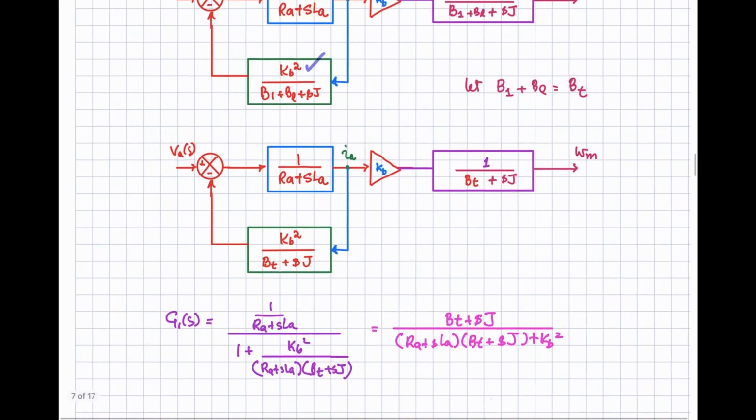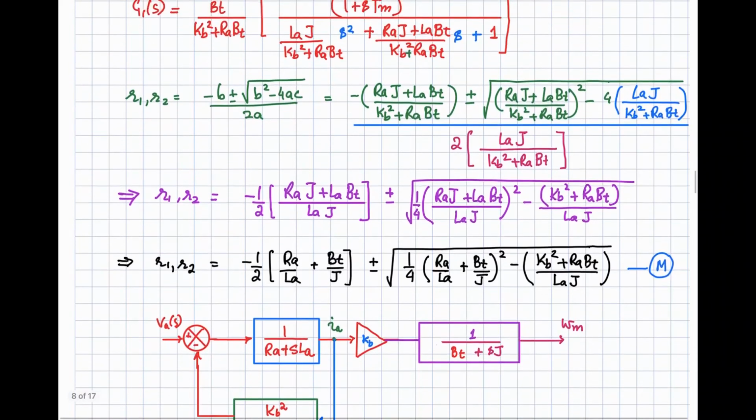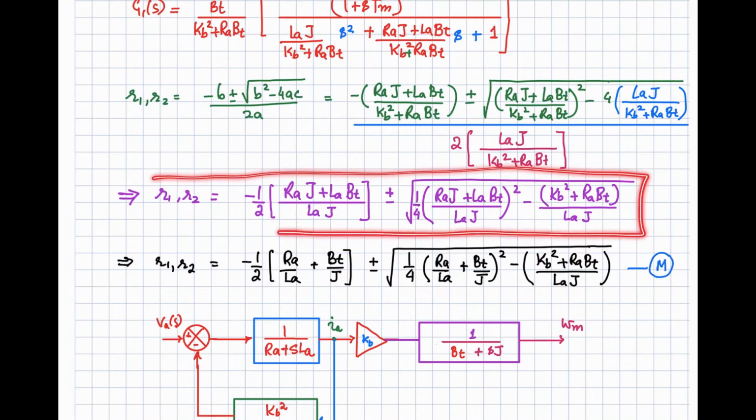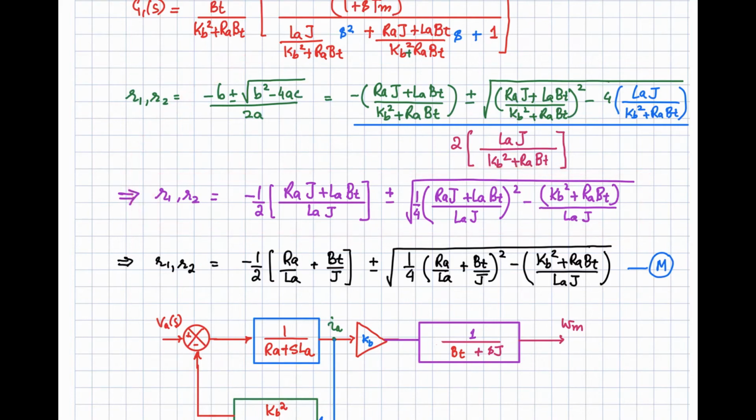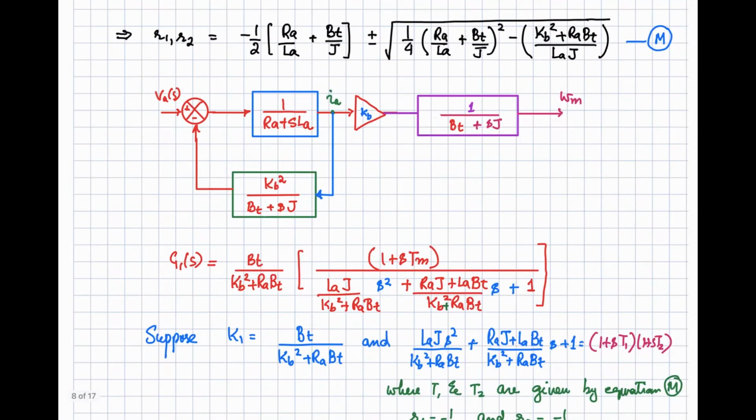Only this part of the loop, this one. We are talking about this one. Okay, so simplifying this one, you will get this equation for the roots of this particular quadratic equation. Okay, now we are looking for this part of the loop, sorry, this one. So for that, the roots are these ones. The closed loop poles are obtained from this equation.